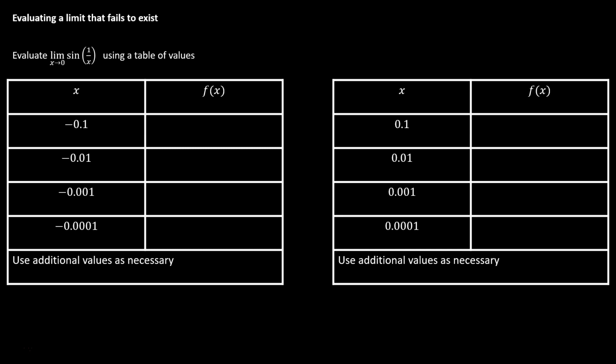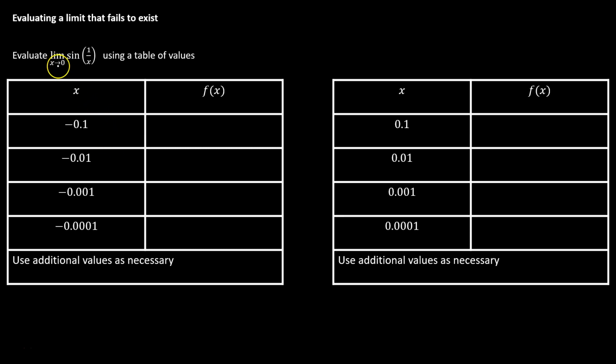Some functions have limits that fail to exist. We know how to recognize when a function is approaching a limiting value using a table, but what would it look like for a function that doesn't approach a certain value? This is an example here.